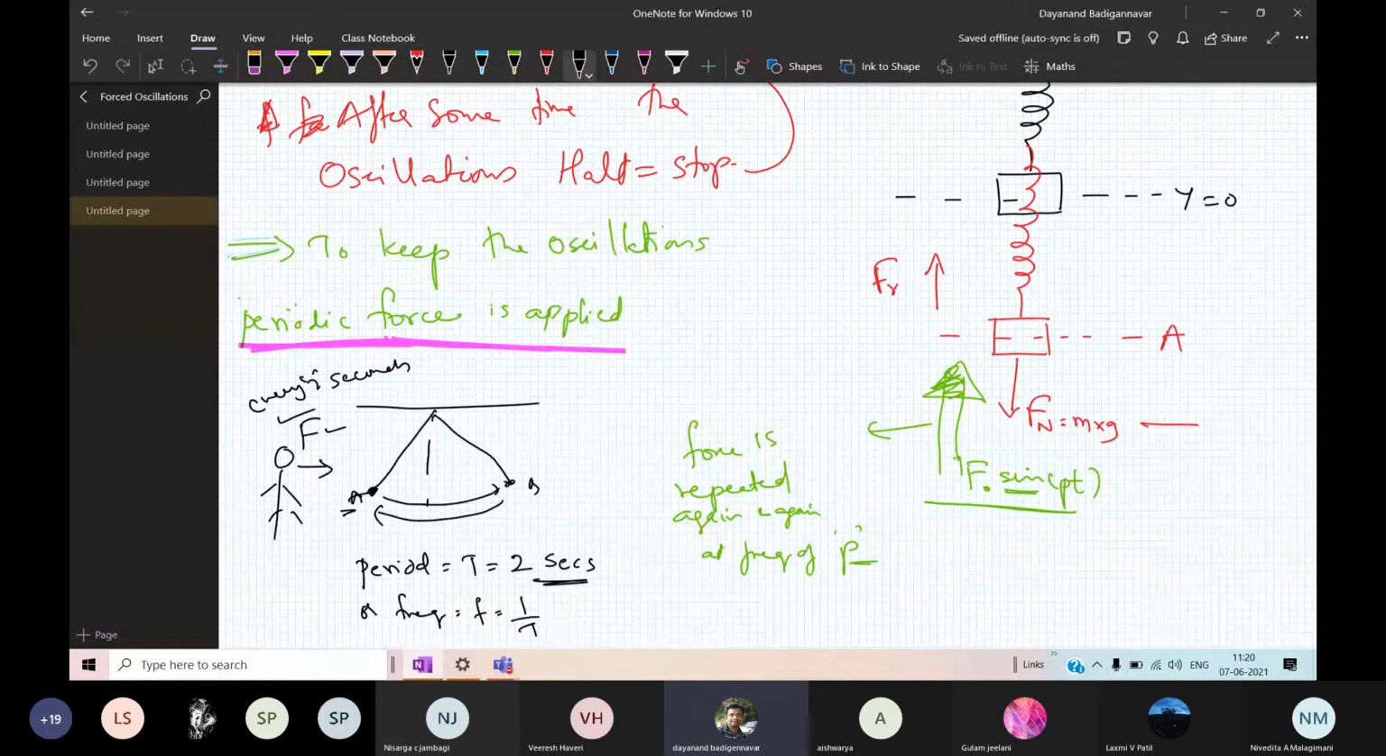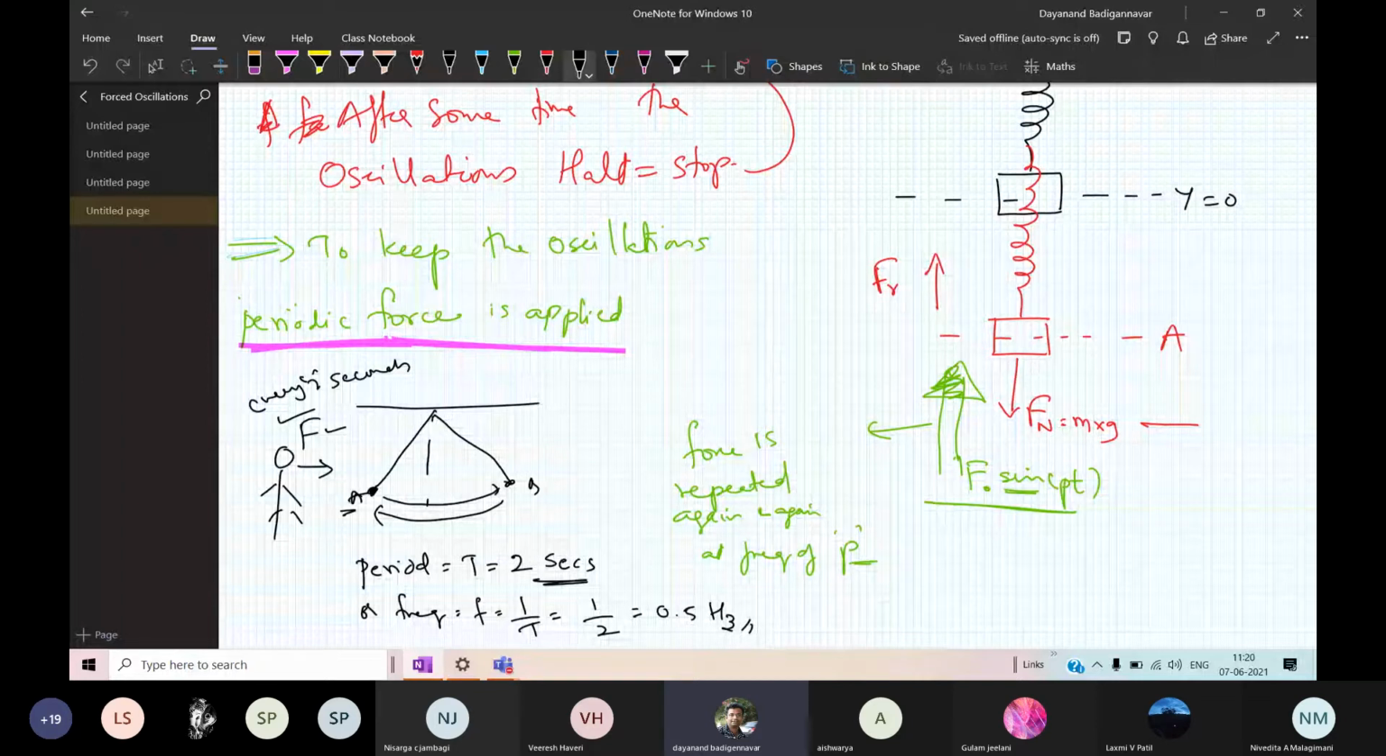That means you can say the rate of application of the force. Therefore, the rate of application of the force, that is at a frequency, that is nothing but the frequency.